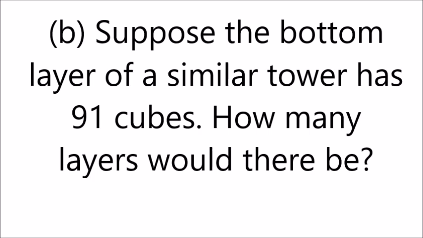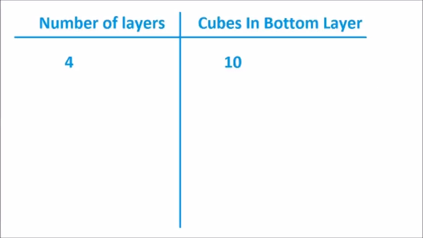Part B to this problem is, suppose the bottom layer of a similar tower has 91 cubes. How many layers would there be? Now, as we saw in the figure, if there were 4 layers in that figure, there were 10 cubes in the bottom layer. Now, 10 is equal to 4 plus 3 plus 2 plus 1, as we can noticeably see in the figure, and we can count.